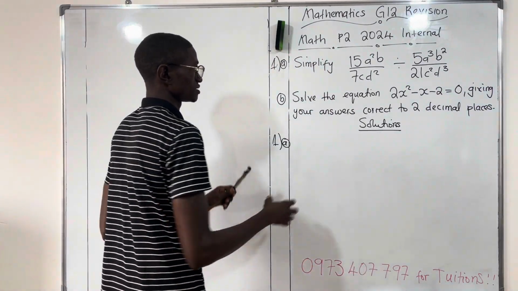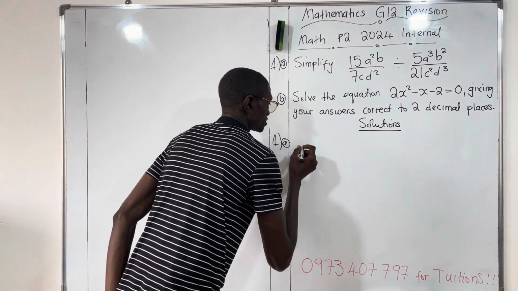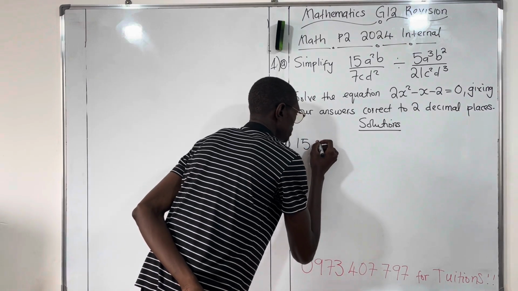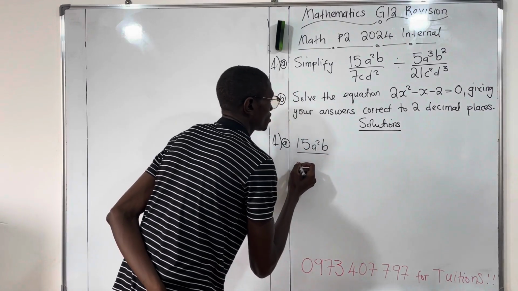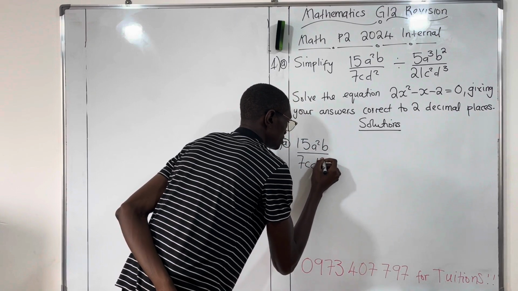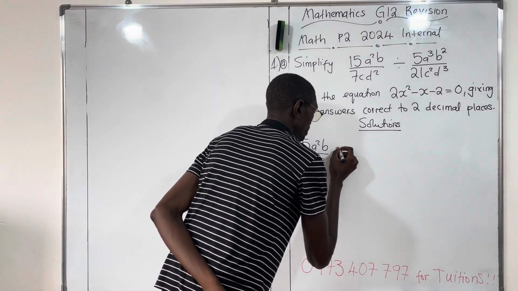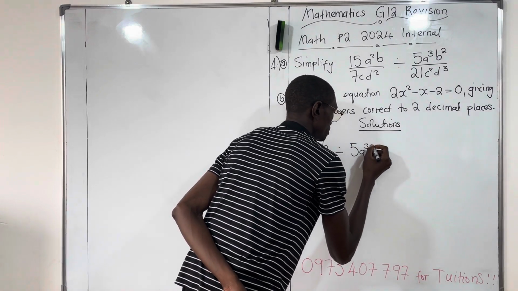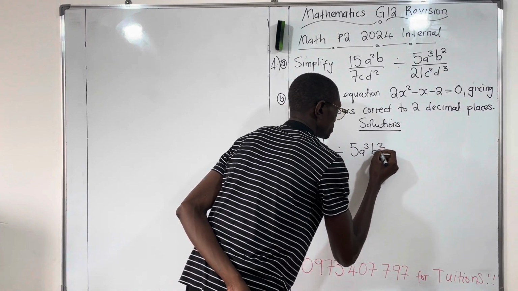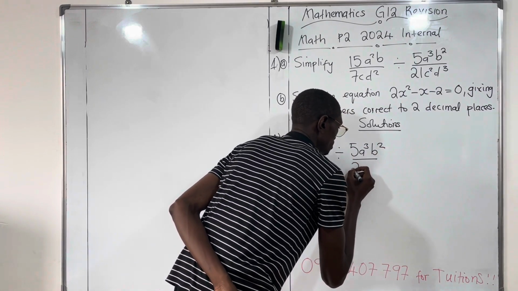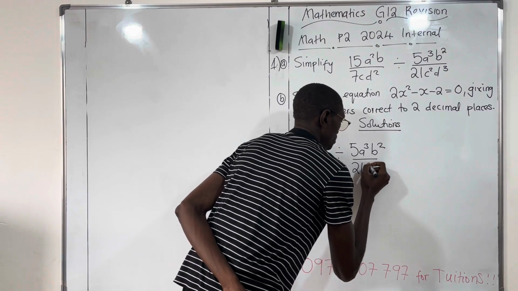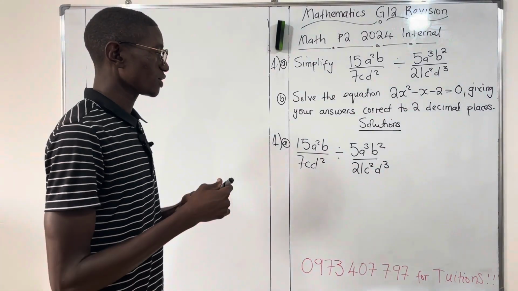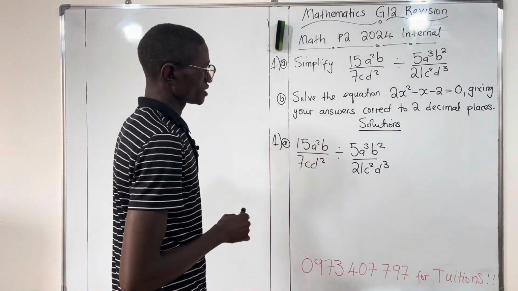Algebraic fractions. And what we have there, the question says simplify. So this question always comes: 15a squared b everything over 7cd squared divided by 5a cubed b squared everything over 21c squared d cubed. All right, so now what we have there, we're dividing these 2 fractions.